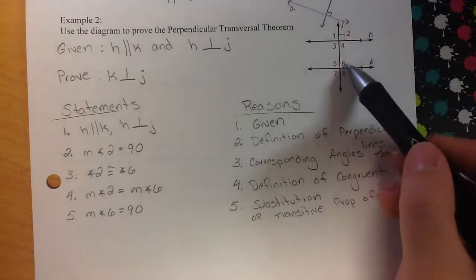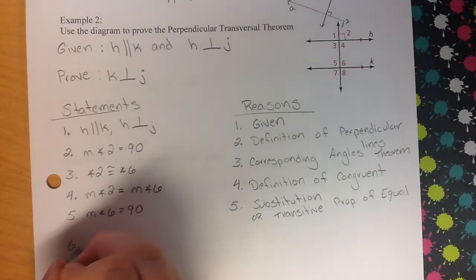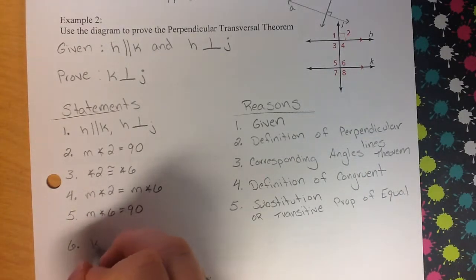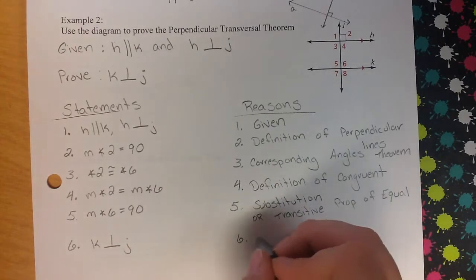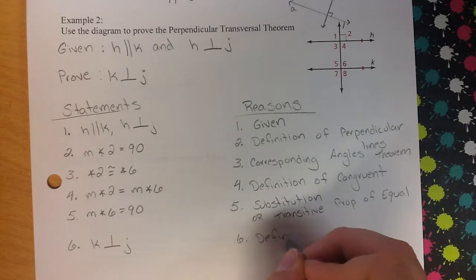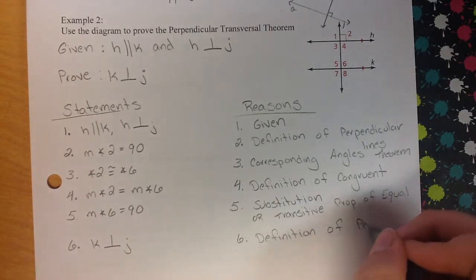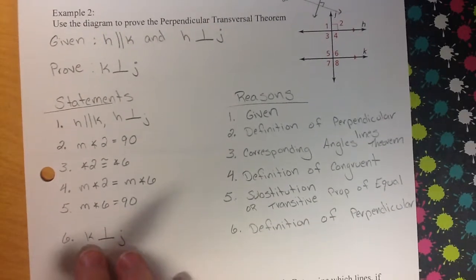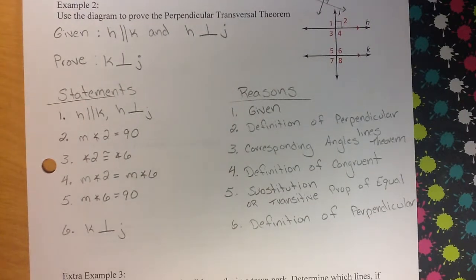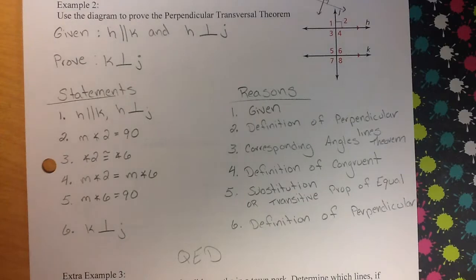Well, if I know this is 90 degrees, that's what perpendicular means. So then I can state that K is perpendicular to J. My reason for that would be definition of perpendicular. And there, all done. We got to the end, QED.